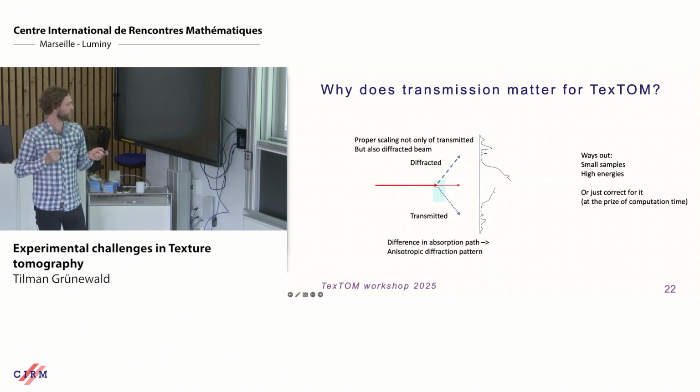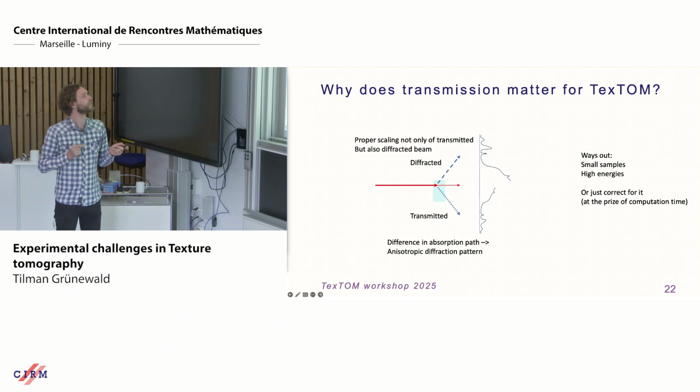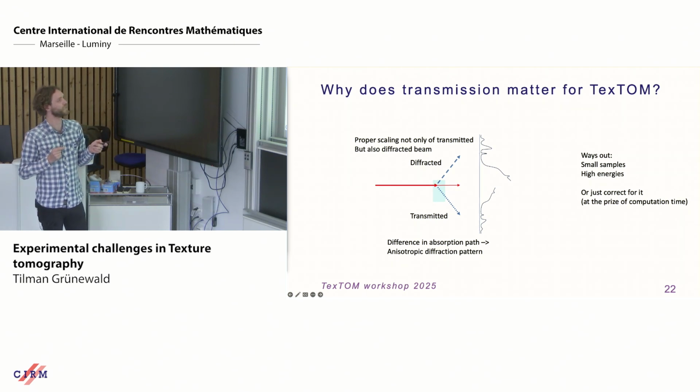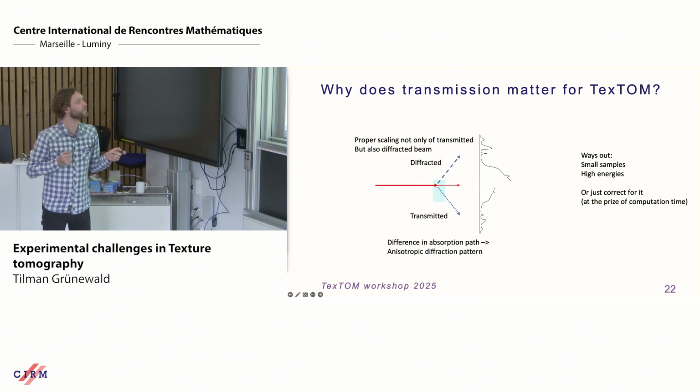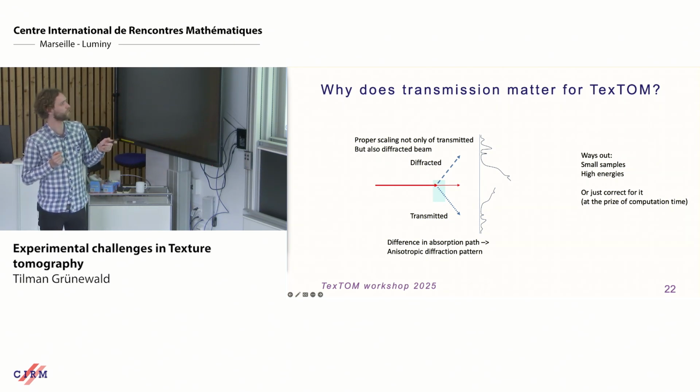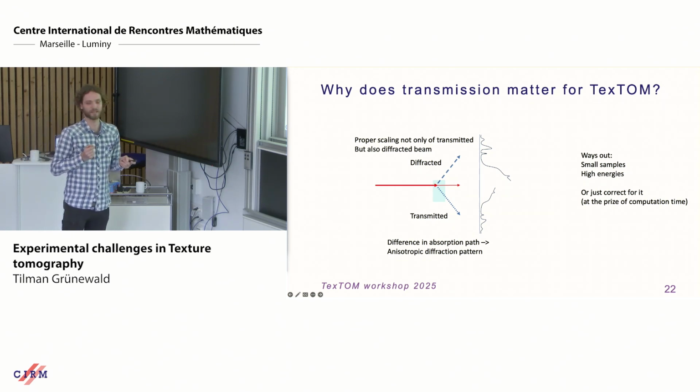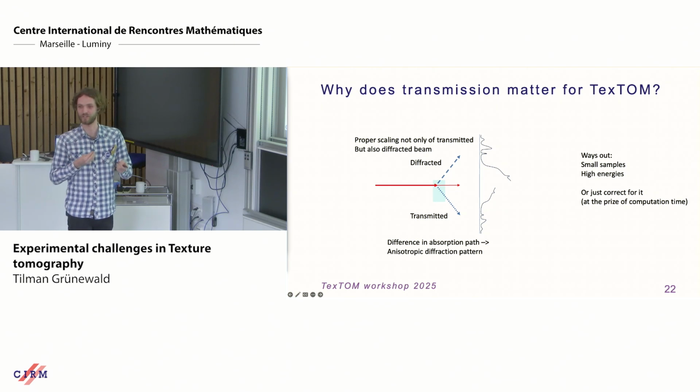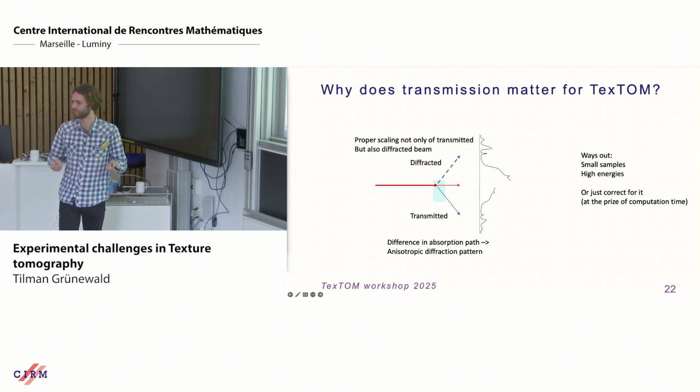Why does transmission matter at all? First, we need to have some proper scaling, not only of the transmitted, but also of the diffracted beam. What I mean with this is if you look at these two beam paths of the diffracted beam, the diffraction that comes out at the top of your sample is a lot less attenuated compared to the one that is going through the bulk of your sample. That creates some anisotropy in the diffraction pattern that is not necessarily because of your sample being anisotropic.